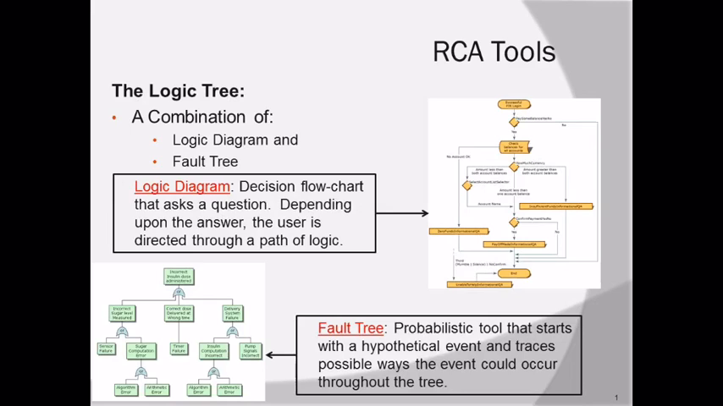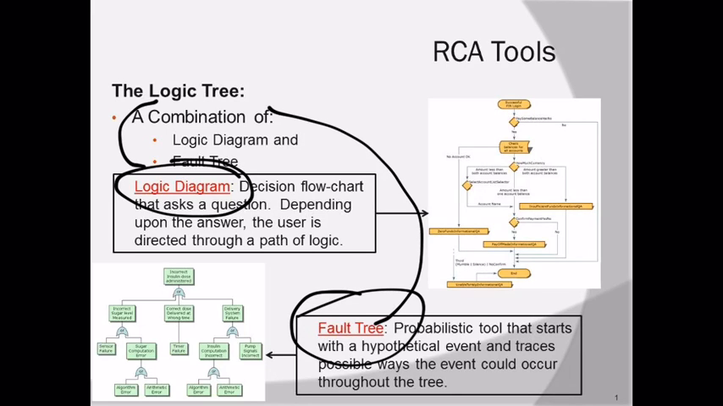The logic tree is a combination of a logic diagram and a fault tree. So logic diagram, fault tree, we have then a logic tree. A logic diagram is a flow chart that guides you through the decision-making process by asking a series of questions and directing you through the logic. A fault tree, on the other hand, is a proactive tool that is used to identify hazards that might lead to a hypothetical top event or mishap.